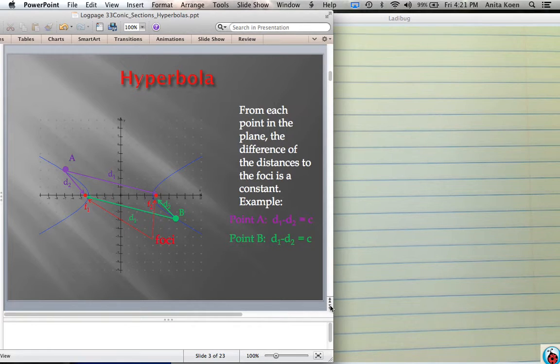Okay, here's a picture of that definition. If you look at point A, you can see that I have distance 1, which is from point A to focus 2, and distance 2 is from point A to focus 1. The difference of those two is going to be constant, even if I pick a different point, like point B. If I take distance 1 minus distance 2 for point B and subtract those, then it's going to give me the same number as if I take distance 1 minus distance 2 for point A.